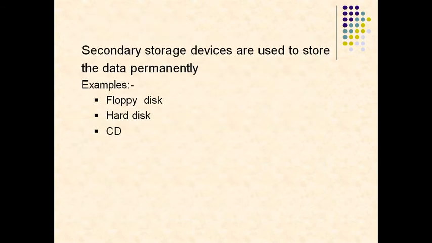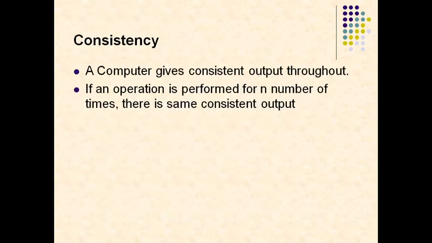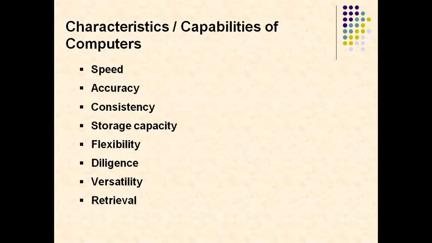So what are the characteristics of computers we have discussed now in this class? That is nothing but 8 types of characteristics: speed, accuracy, consistency, storage capacity, flexibility, diligence, versatility, and retrieval. Okay, students, I think you have understood the capabilities or characteristics of computers.